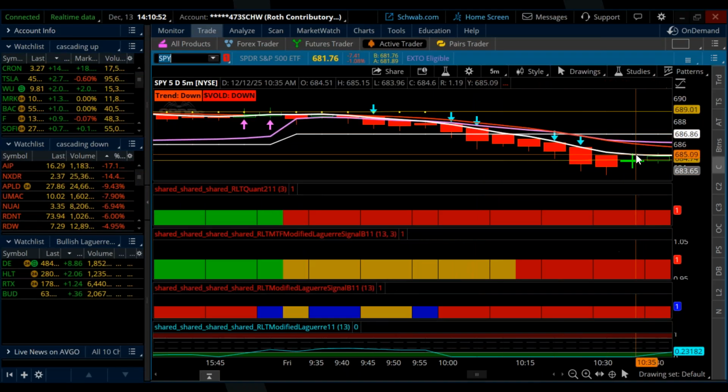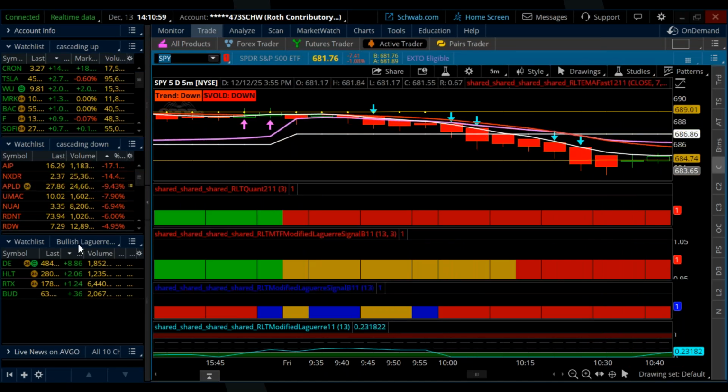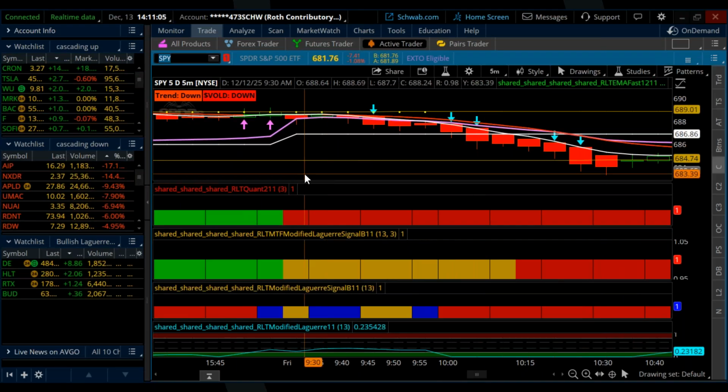But you're going to get out. It's coming back up to the 8, which is the white line. You're coming back up. You're out of it right there. Beautiful trade, right? So you can use these on intraday trades for anything you want. You can use them on the futures. You can use them on gold, silver, any kind of commodities.